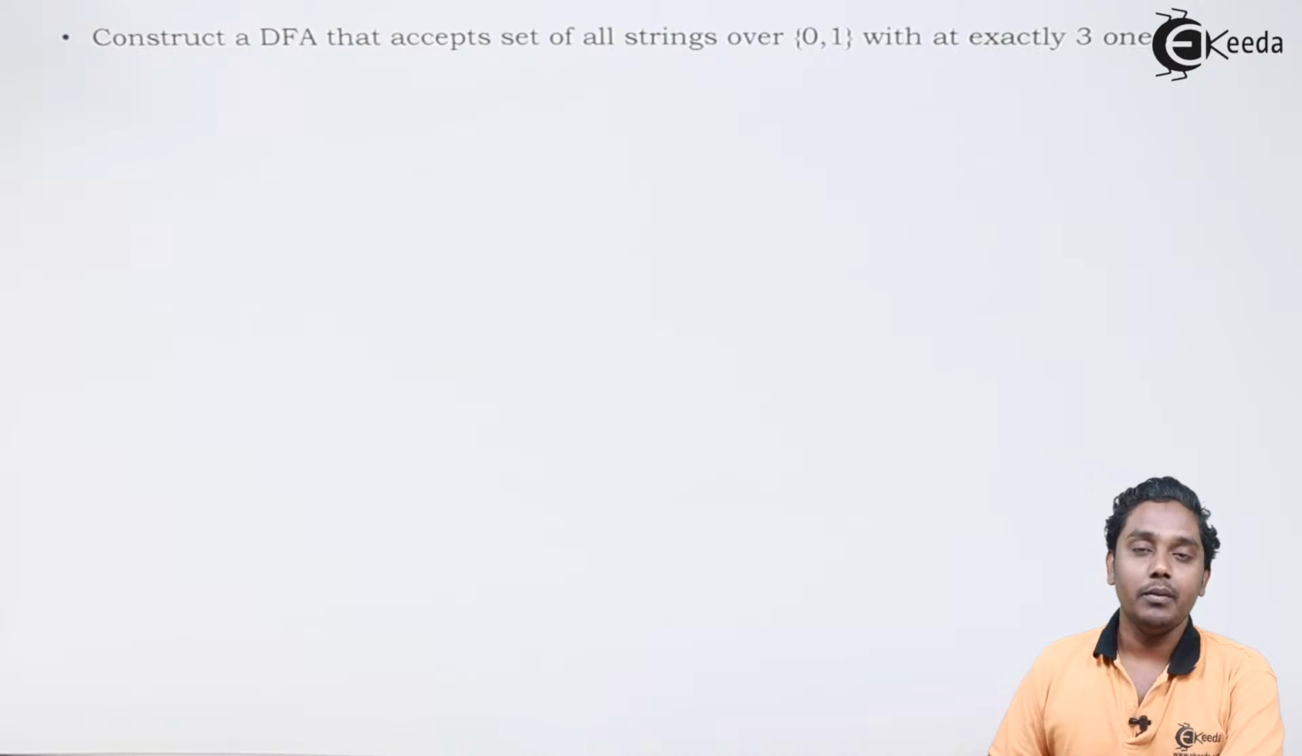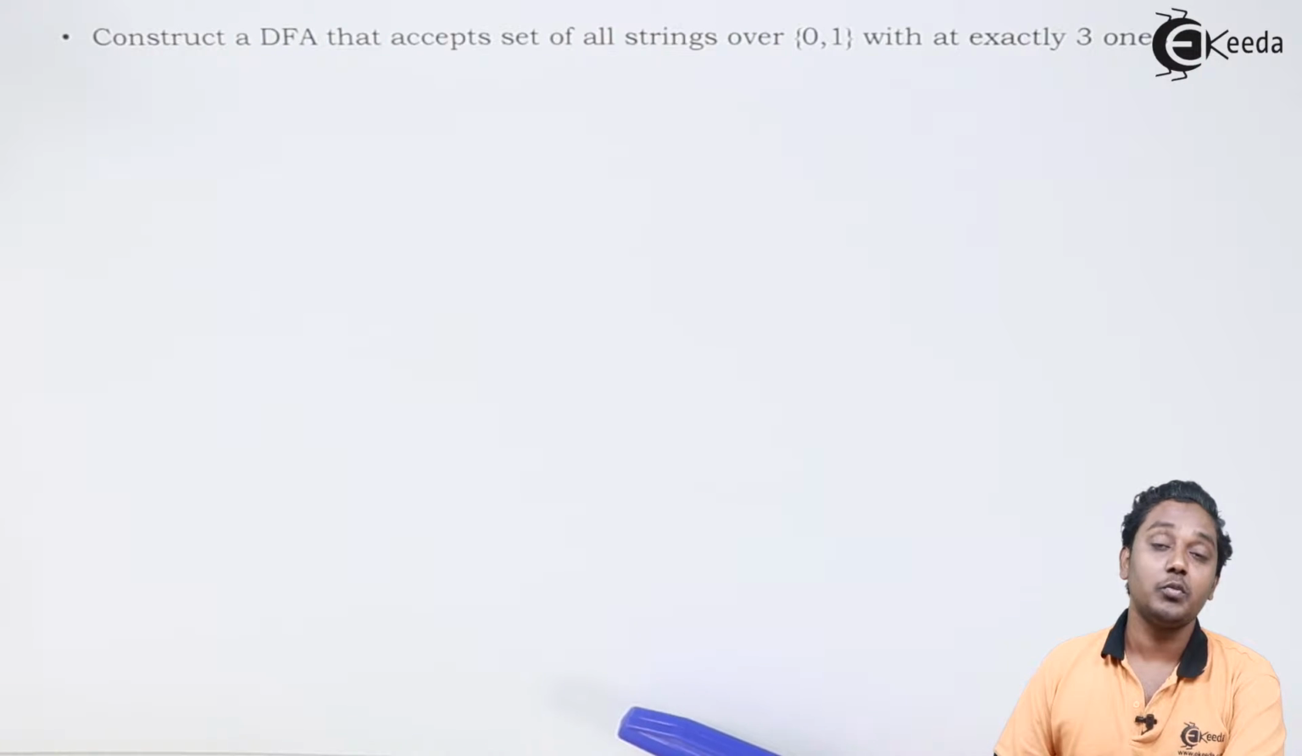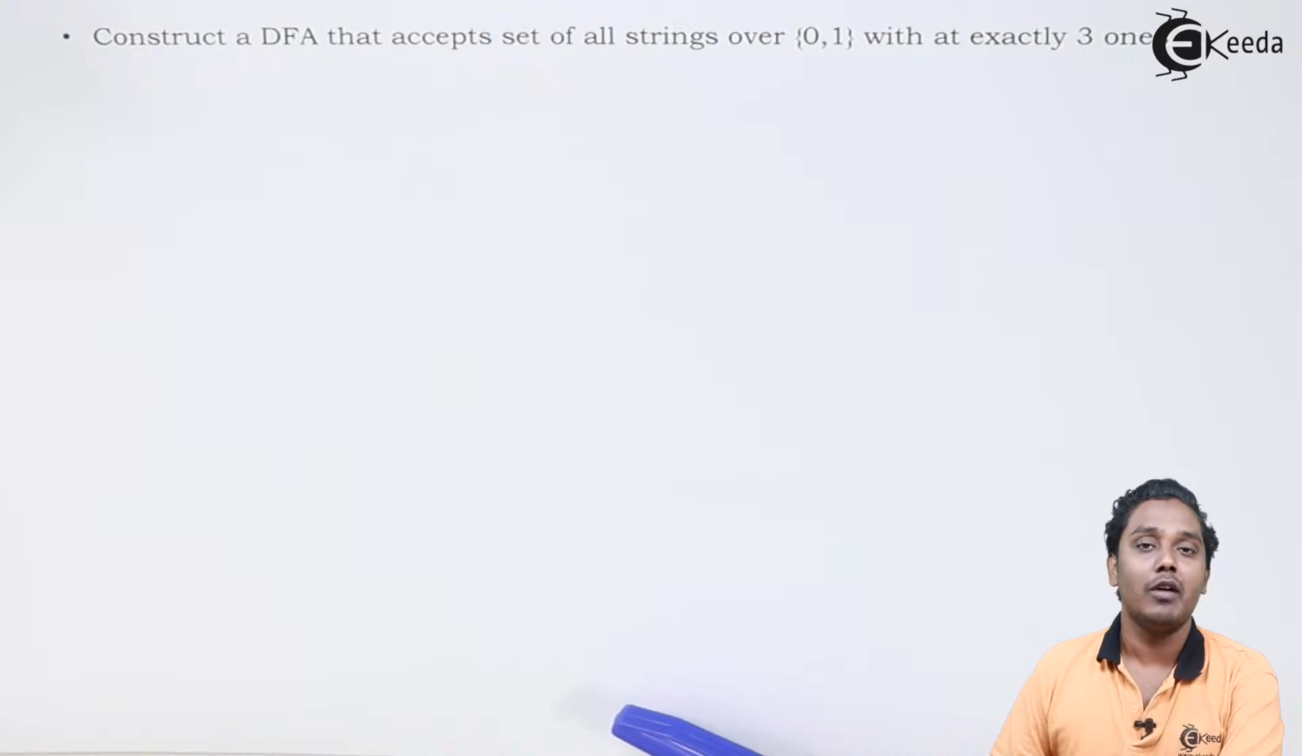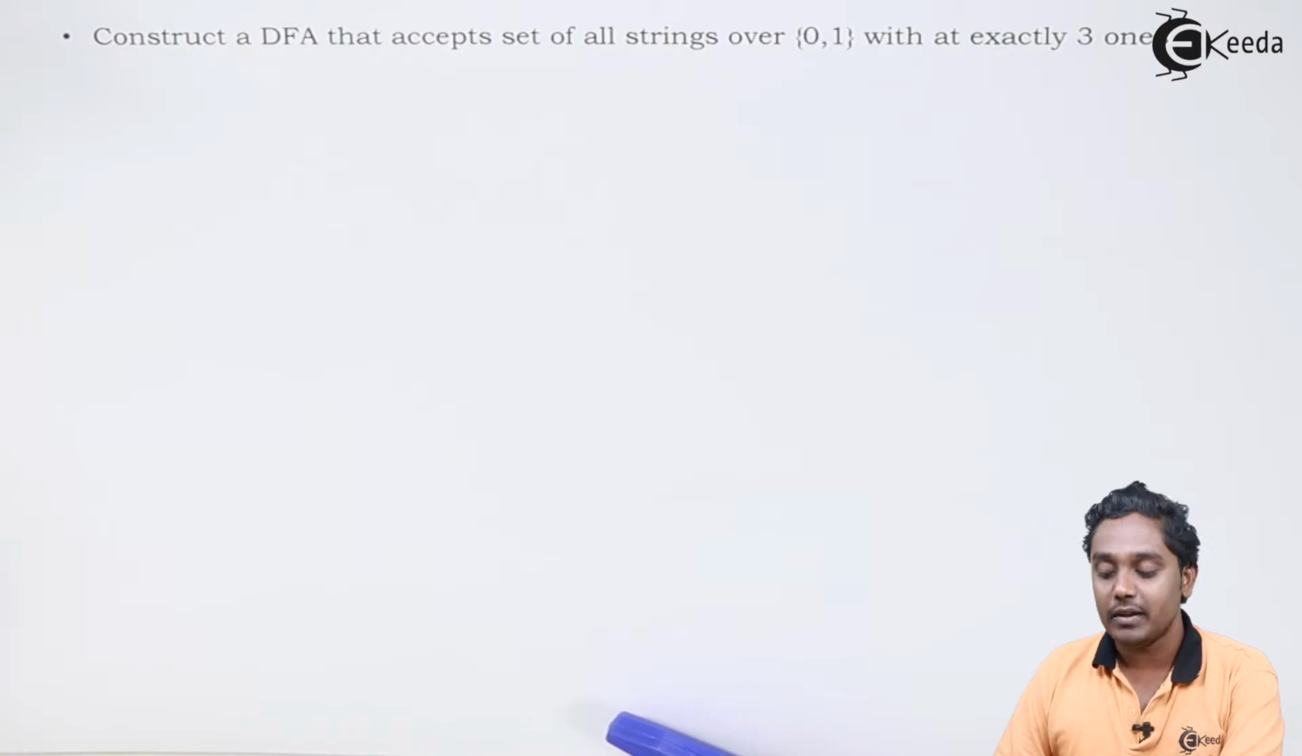Let's see one more example. Now this is counting and accepting those strings which contain exactly 3 ones. That means it will reject strings having ones more than 3 as well as less than 3. It will accept only those strings which contain exactly 3 ones.